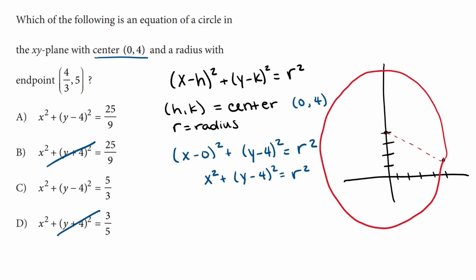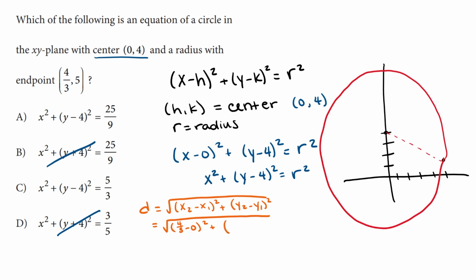So we need to use the distance formula in order to find our radius for our circle. So our distance formula is d equals the square root of x2 minus x1 squared plus y2 minus y1 squared. So our x1 and y1 are our center of our circle, and x2 and y2 are our endpoint. So we can say that our distance is going to be 4/3 minus 0 squared plus 5 minus 4 squared.